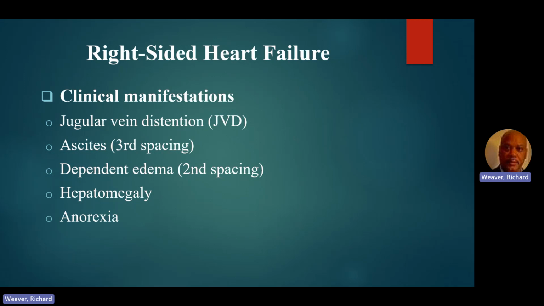Anorexia occurs because the GI system becomes engorged with a lot of fluids, and so it gives these patients a feeling of satiety. There are also increased LFTs because, again, the liver is engorged and lots of pressure is placed on the liver. So the LFTs, liver enzymes, will be elevated.